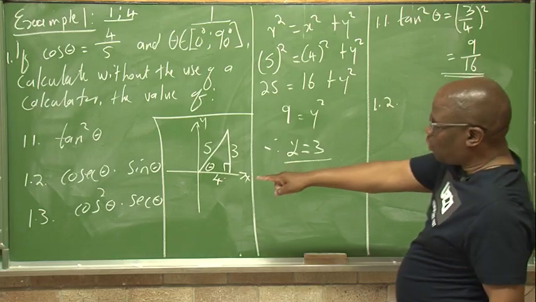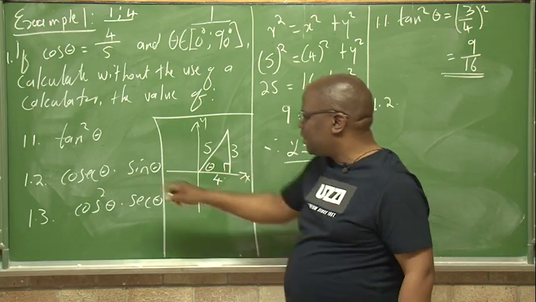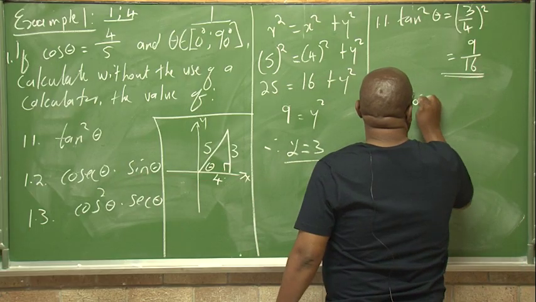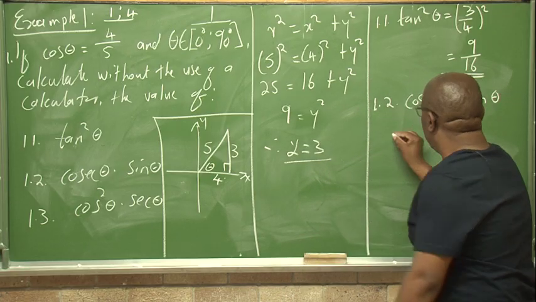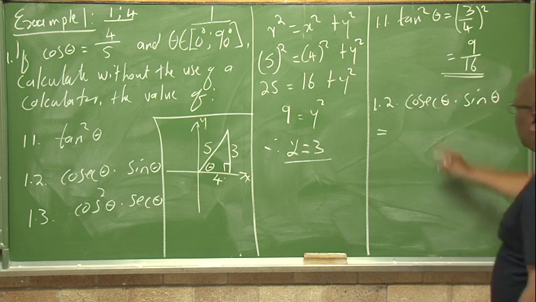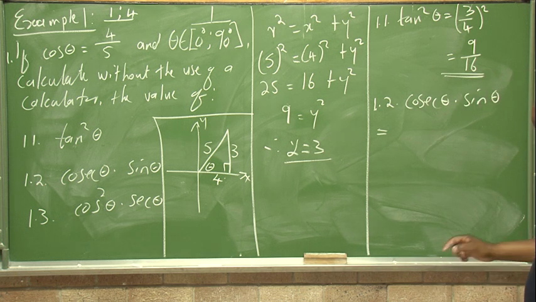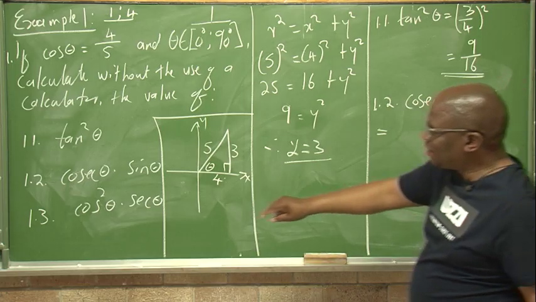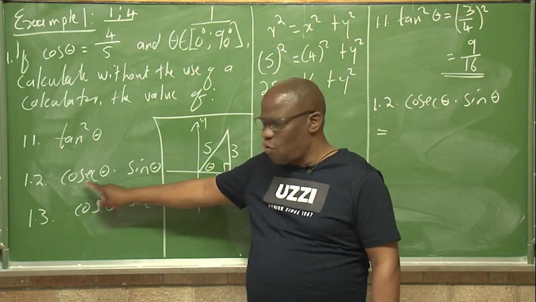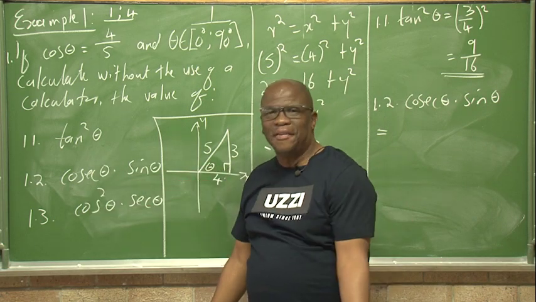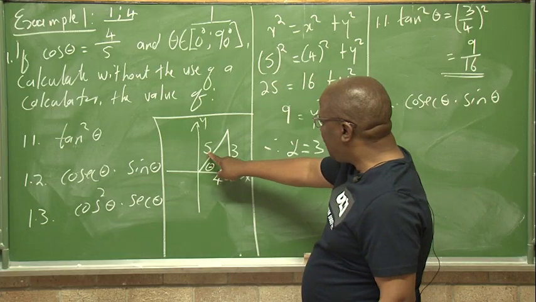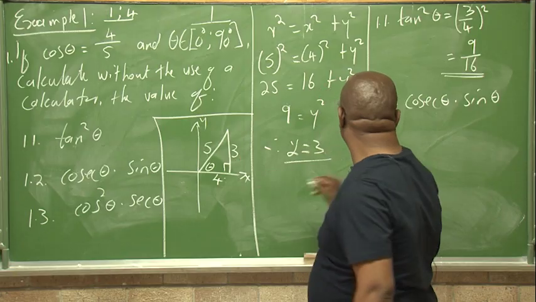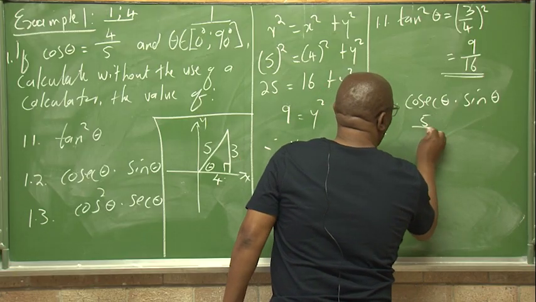1.2, the question wanted us to work out the cosec of theta multiplied by the sine of theta. Let's carry on. Look at the cosec. Remember, cosec is defined as hypotenuse over opposite. That is the definition of cosec. Hypotenuse over opposite. Look at this diagram. Hypotenuse is 5, opposite is 3. You have 5 over 3.